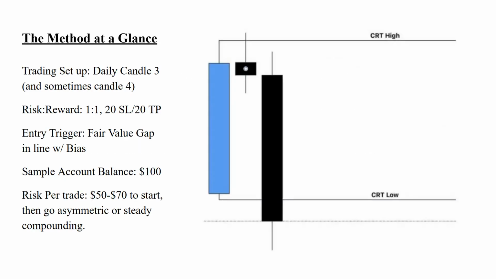So the method at a glance is very simple. We trade the Candle Range Theory here, where we trade daily candle threes, this candle right here, candle 1, candle 2, and then candle 3. We focus on this, sometimes candle 4, more on that a little later.